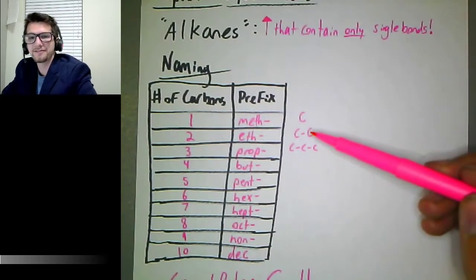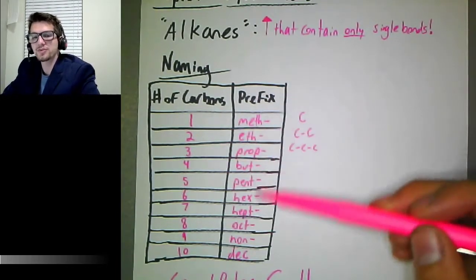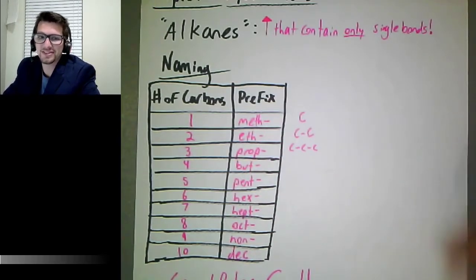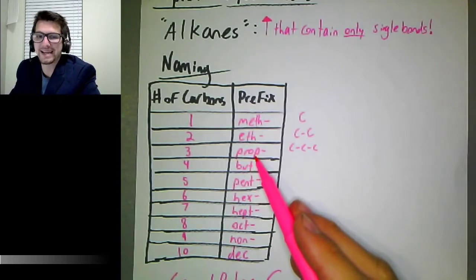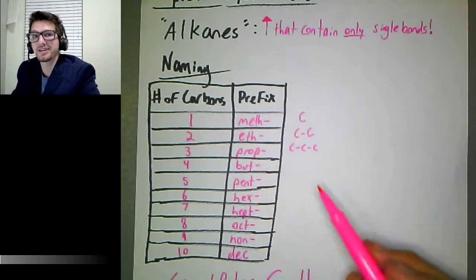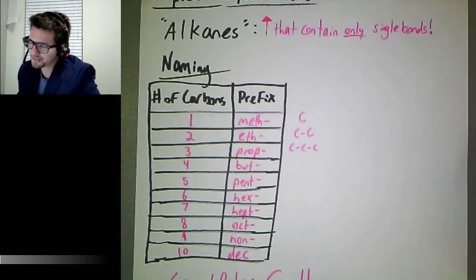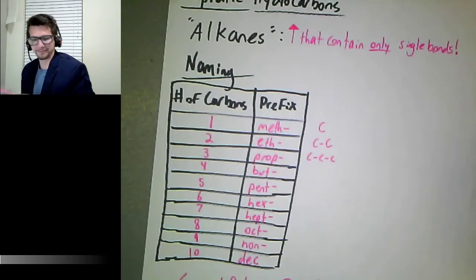So if you have this amount of carbons, this is what the word will start with. This is where you get things like methane gas, or propane gas, butane torch. That's where you're getting these words from. It's the number of carbons. Pause the video if you need to finish filling this out, and then I will move on.